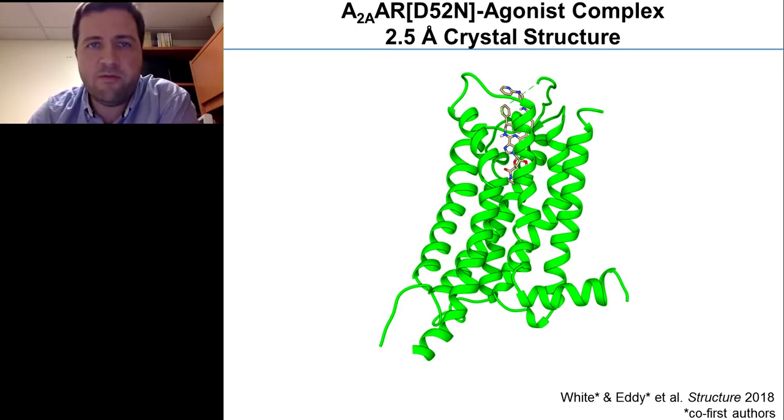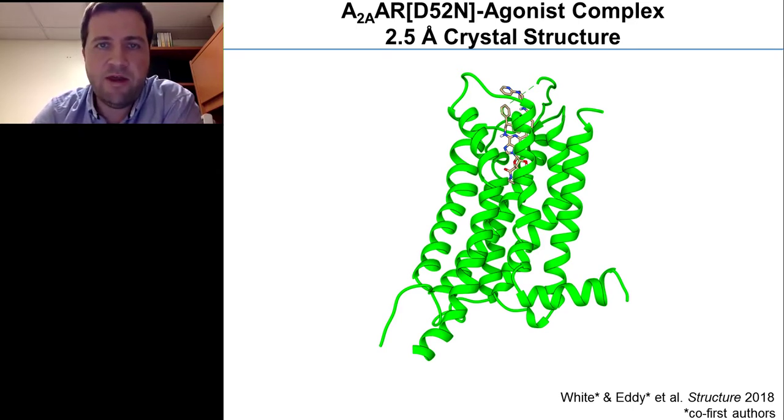Together with my co-author, Kate White, we solved a 2.5 angstrom crystal structure of the variant protein A2A-AR D52N in complex with an agonist, which was recently published in the journal Structure. And this complex is presented here. So you can see it has the 7TM architecture like we would expect, and the ligand is shown bound to the top of the receptor in a vertical binding pose.